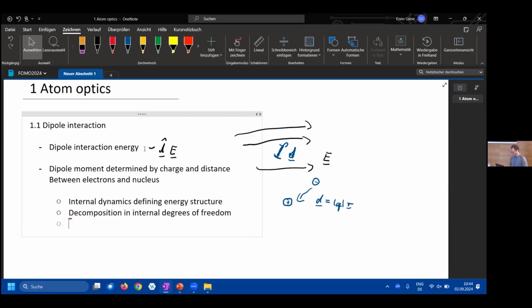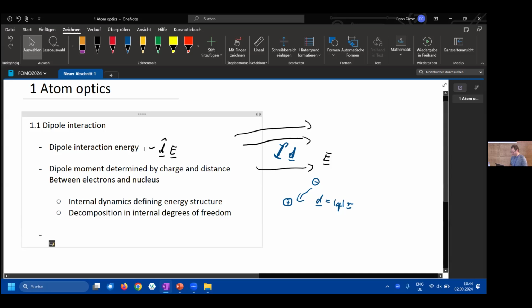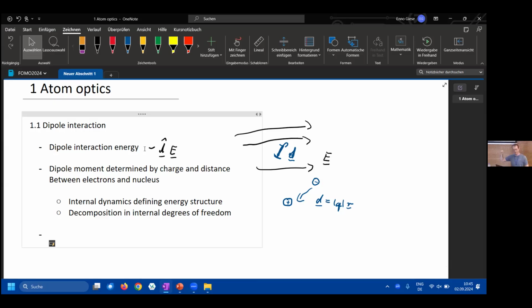Okay, for a two-level atom, and in the following, we will just talk... I'm a theorist, so it's too complex to talk about all this energy structure and so on. We just talk about a two-level atom for the moment.